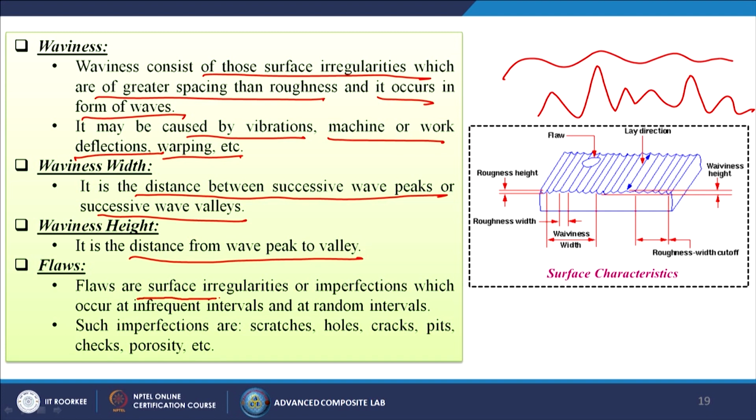Flaws are surface irregularities or imperfections which occur at infrequent and random intervals. Such imperfections are scratches, holes, cracks, pits, checks, porosity, etc.